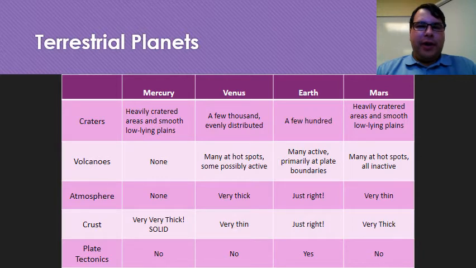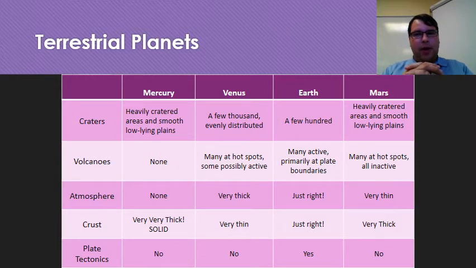We look for volcanic activity because that would suggest that the planet is no longer just in the process of cooling, or it is in the process of cooling. And so the volcanic activity will tell us how active, how alive this planet actually is. We also look for atmosphere.